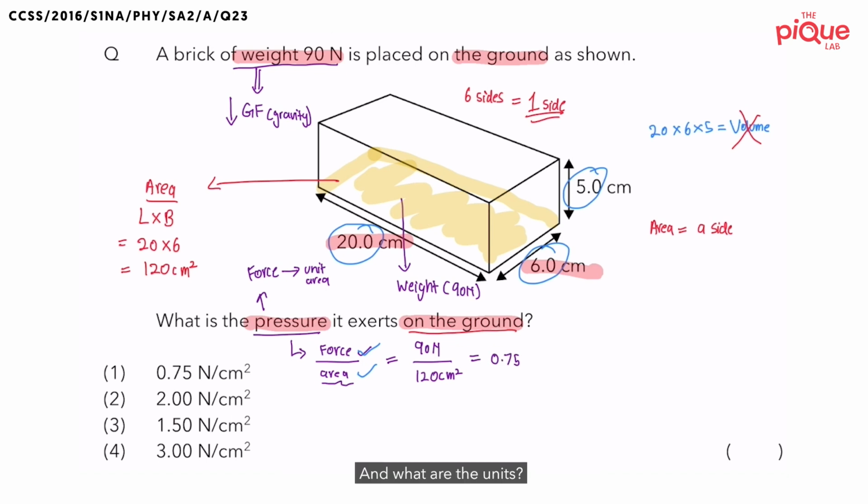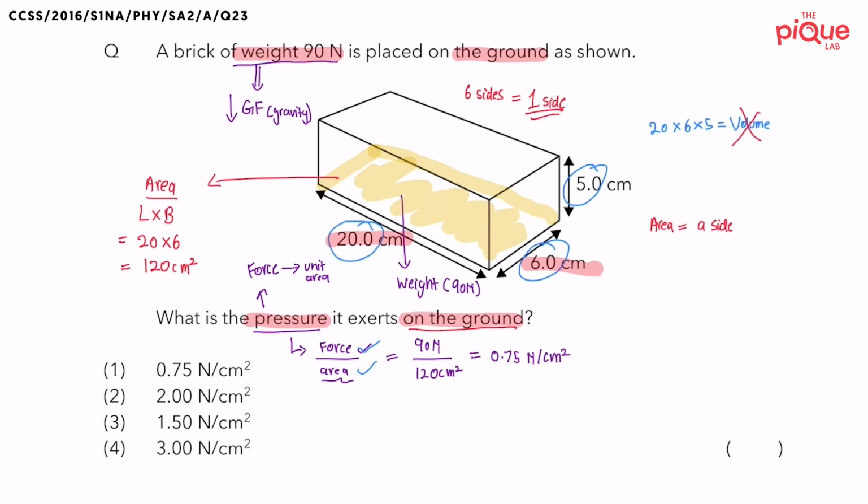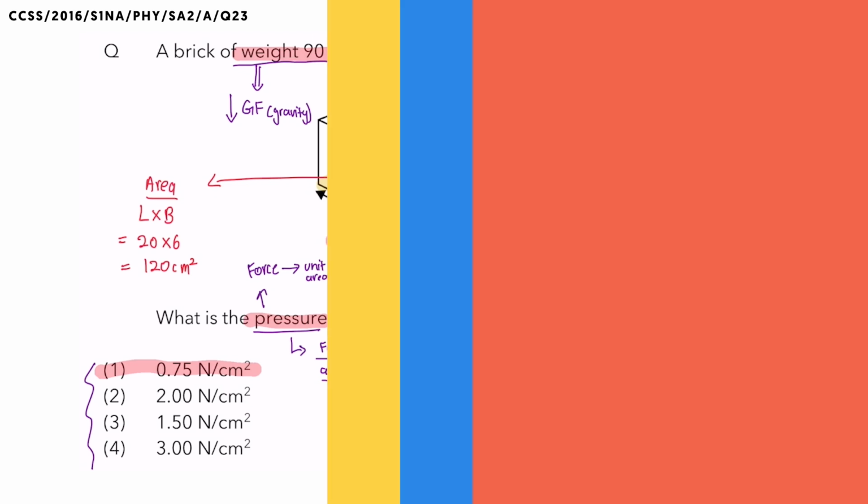And what are the units? It's simply newtons per cm square. And what does this mean? It means that for every unit area, the brick will exert a force of 0.75 newtons onto the ground. So taking a look at all the options over here, which one should we choose? We should choose option 1, which is 0.75 newtons per cm square. So the correct answer is option 1.